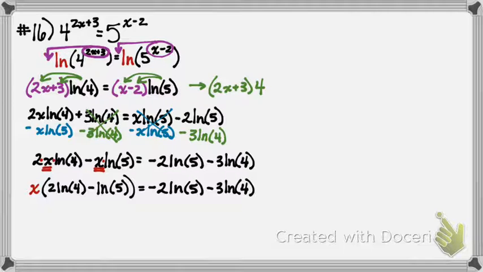How can I get x alone from here? Divide. And divide both sides by 2 natural log of 4 minus natural log of 5. Do it on both sides. You cannot simplify or cancel things out. Just pop it in the calculator.